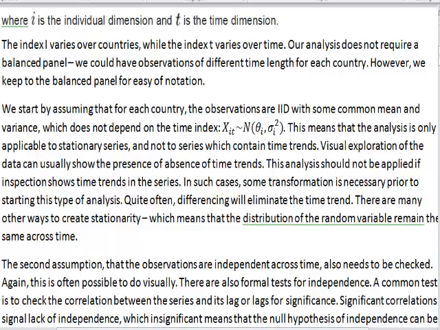So in particular, data should not contain time trends. If you inspect the data and it has time trends, then you should not use this analysis because it is making a false assumption. Often you can apply a transformation to the data to achieve stationarity. There are different kinds of data which are useful in different contexts.